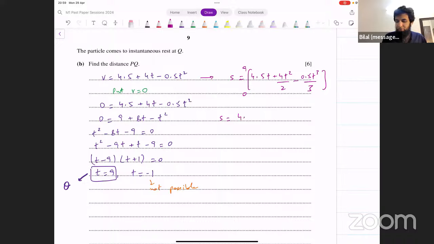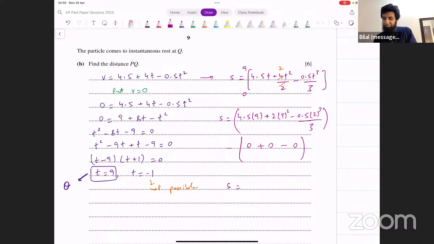Displacement equals 4.5 into 9 plus 4 and 2 get cancelled to give us 2 here. 2 into 9 squared minus 0.5 into 2 cubed divided by 3. Subtract from this the case when you have t equal to 0. In that case, everything is going to become 0 here. 0 plus 0 minus 0. And you will get the displacement from P to Q. Let's see what this turns out to be.